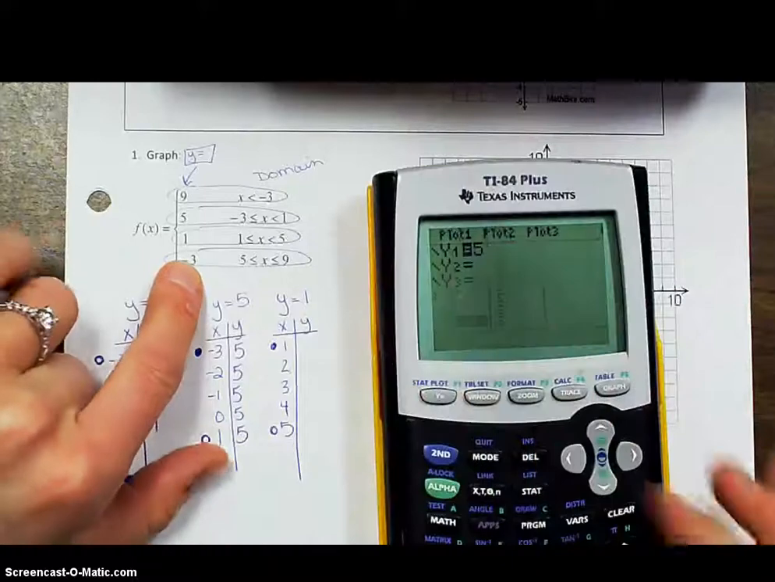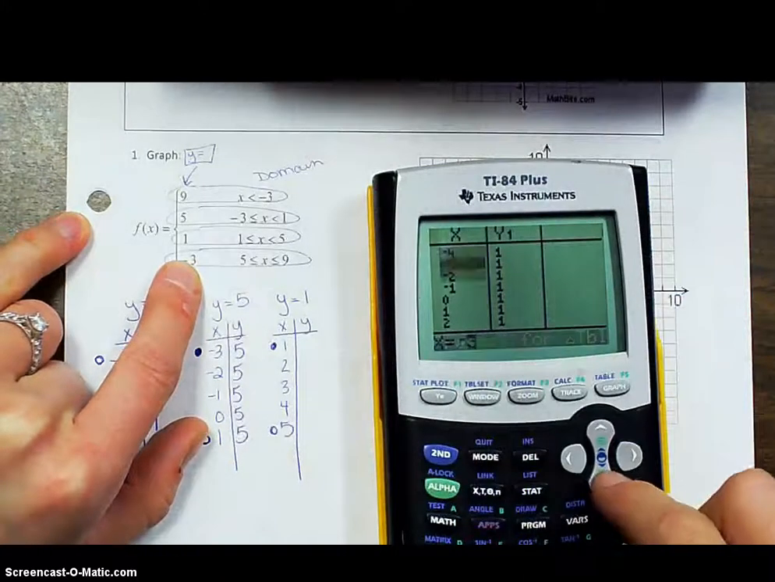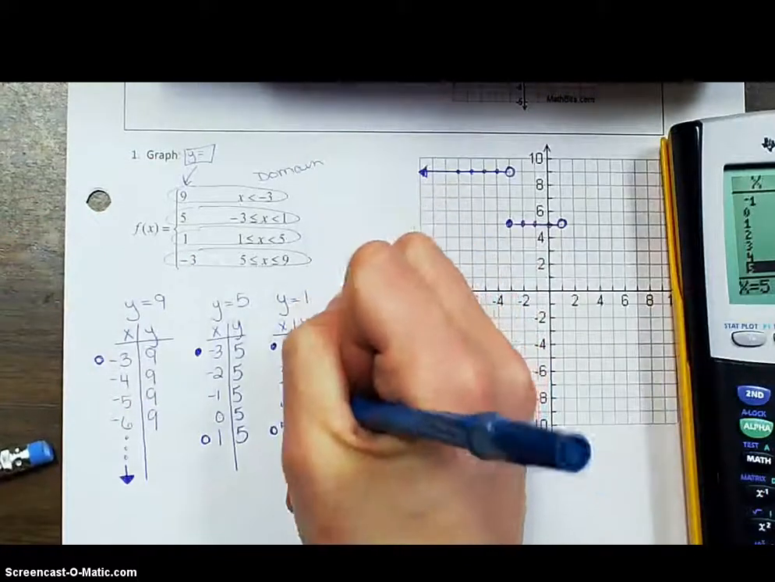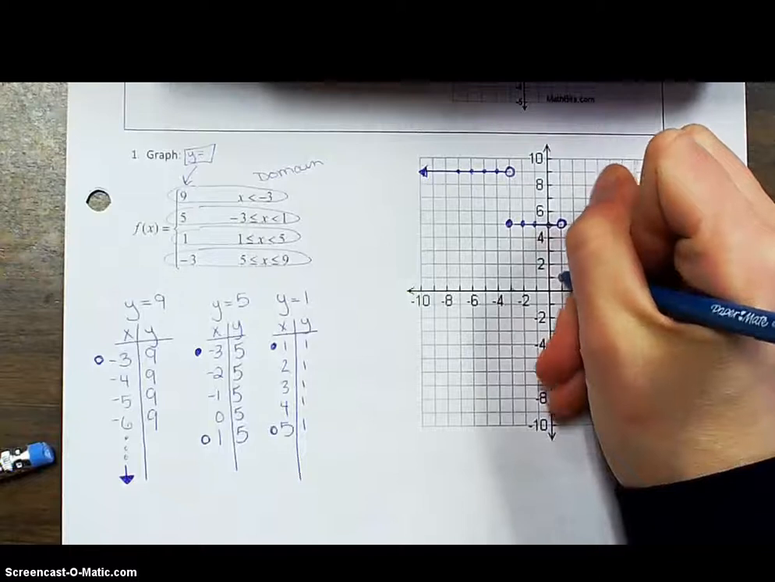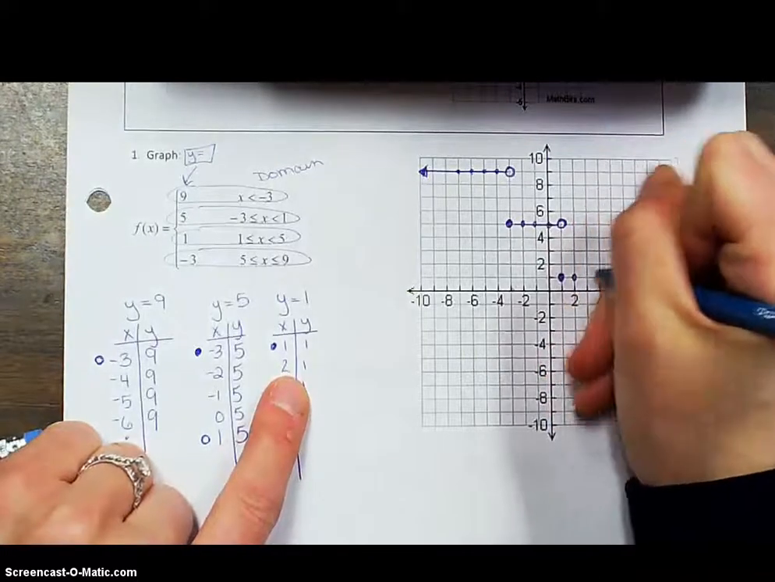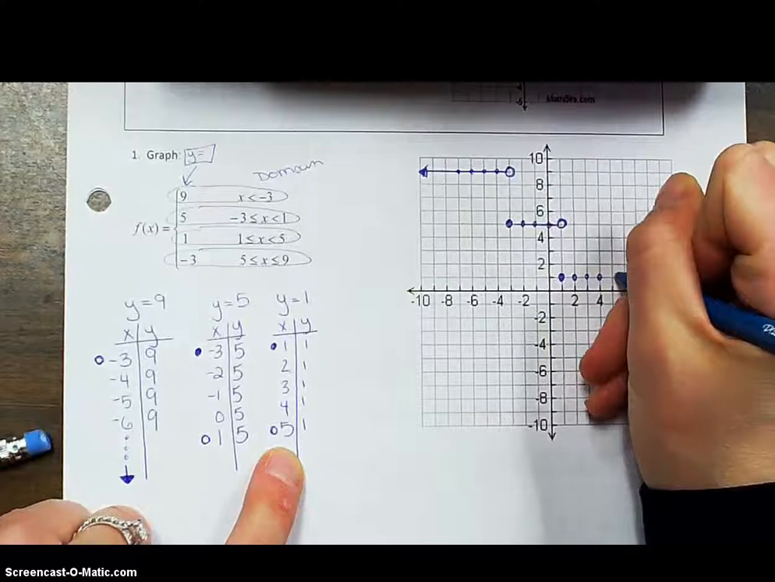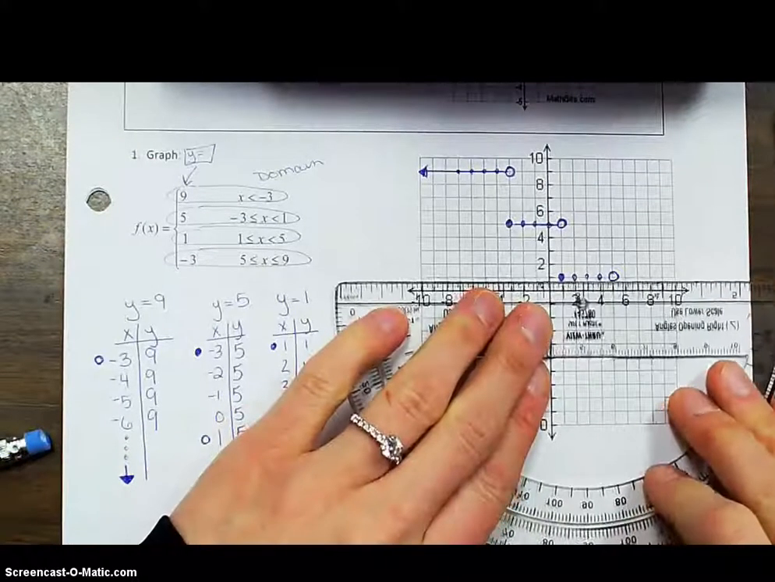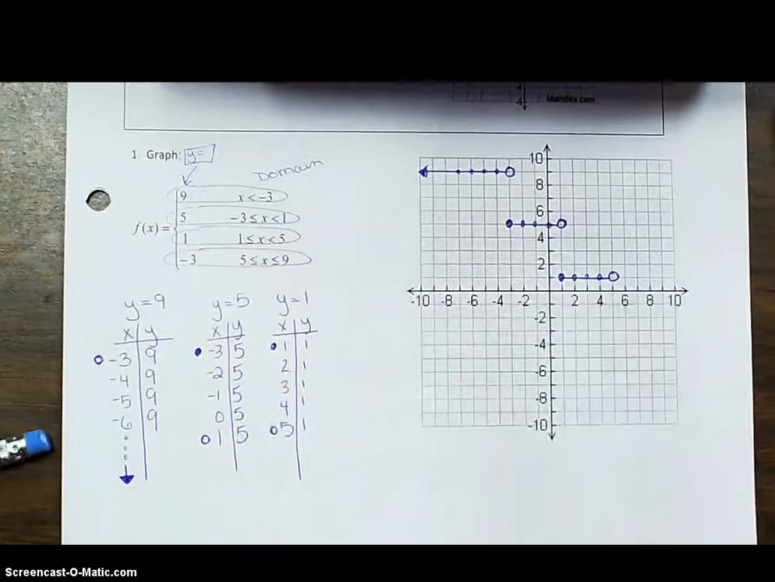And now we can go to our y equals. We type in a 1, and I notice every single one of my y values now is a 1. So 1, 1, 1, 1, and 1. And now we can go ahead and plot. So 1, 1 gets a closed dot. 2, 1 is a closed dot. 3, 1 is a closed dot. 4, 1 is a closed dot. And 5, 1 is an open dot. And then I can connect those. All right, let's take a look then.